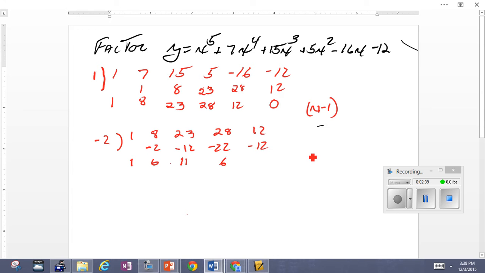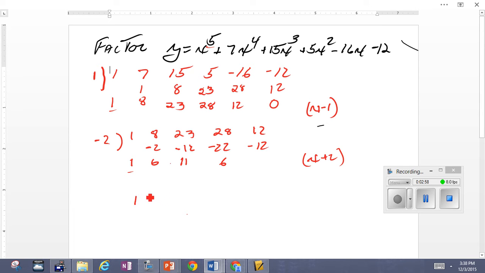So I'm good. So now I've got another factor: x minus negative 2, x plus 2. Okay? Now this initially was a fifth power. This brings it down to a fourth. This brings it down to a cubic. One more round of synthetic division.